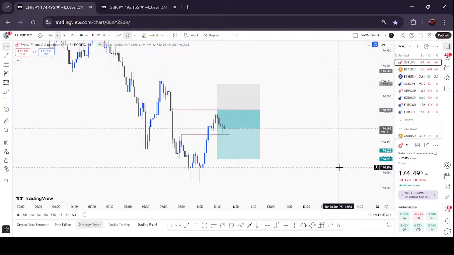CHF JPY, keep on. Let's go, ladies and gentlemen. We are making money live and direct. I told you guys this is going to happen. We're on the 3-minute time frame. I'm doing all these things on the 3-minute time frame.